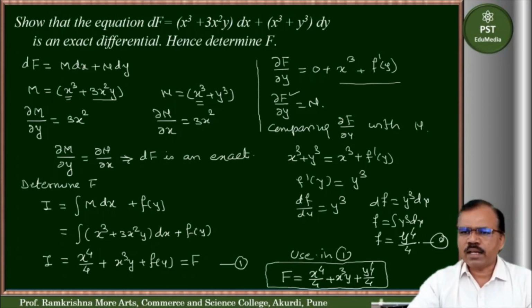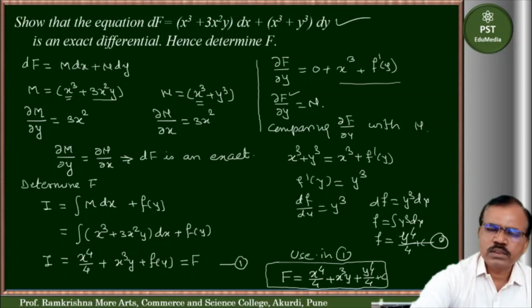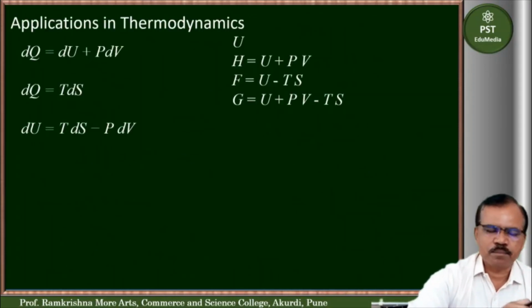Now you can add a constant term here. So this is the potential function. If we find df from this, you will get the same df. So in this way, you can determine f if df is an exact differential. Now we'll go to some other examples.